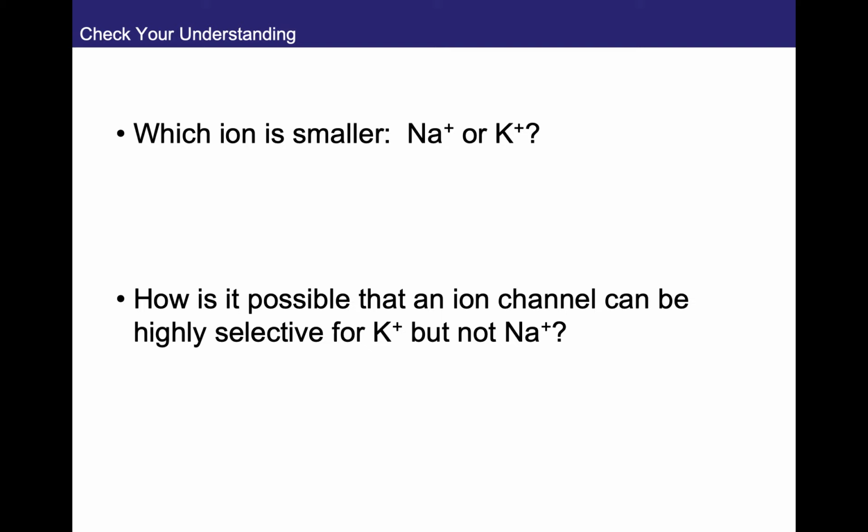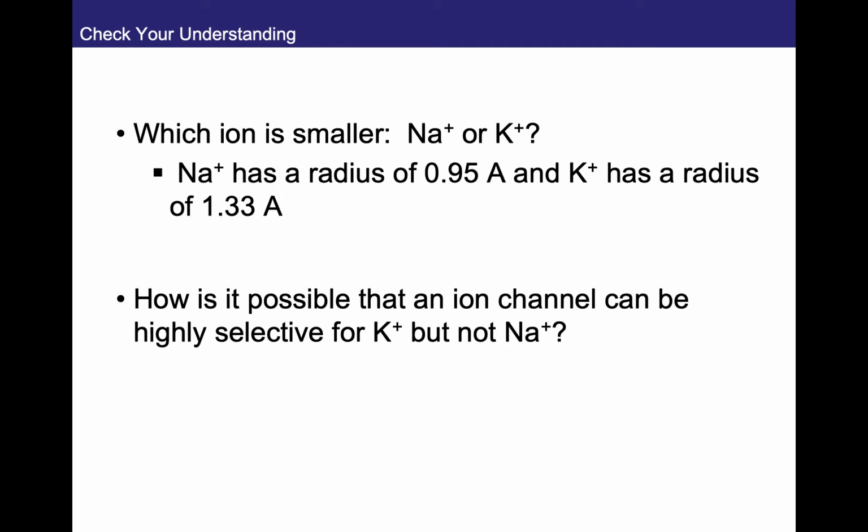Think about an ion channel. How is it possible for it to repel sodium, which is smaller? Both of them have a positive charge. How is it possible that you can have a highly selective potassium channel? Sodium is smaller, both of them have a positive charge. How is it possible? It's kind of a brain teaser in some ways, right?